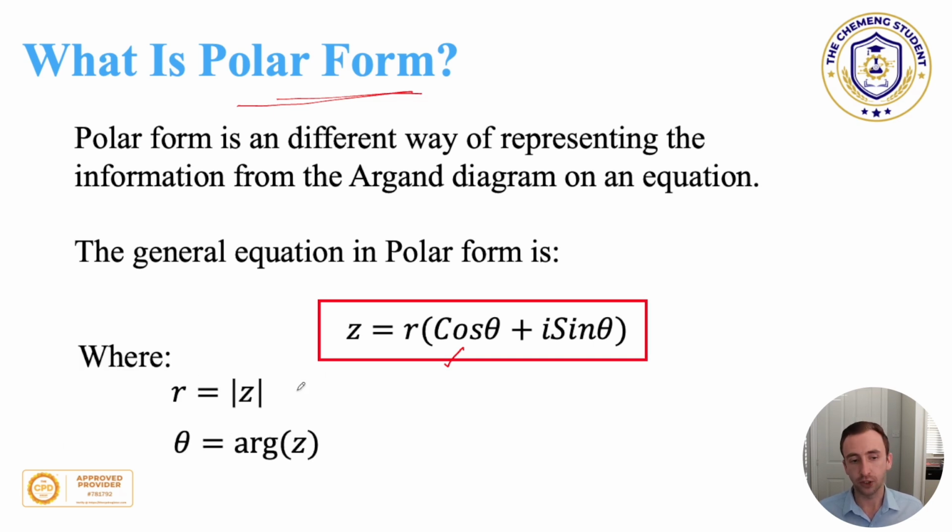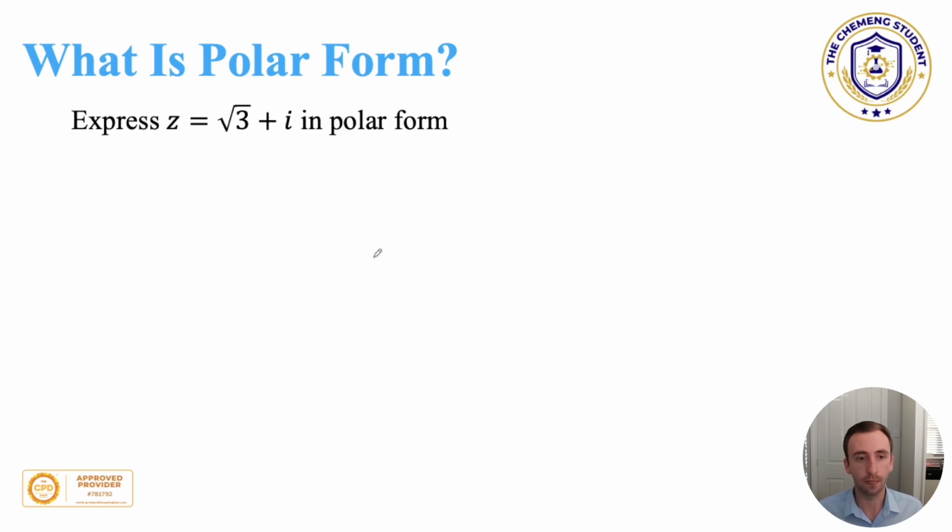Just a reminder that r is equal to the modulus and theta is equal to the argument. So we still need those elements either to construct the Argand diagram or to represent in polar form, either or. Now let's see how this will look. We want to express the square root of 3 plus i in polar form.